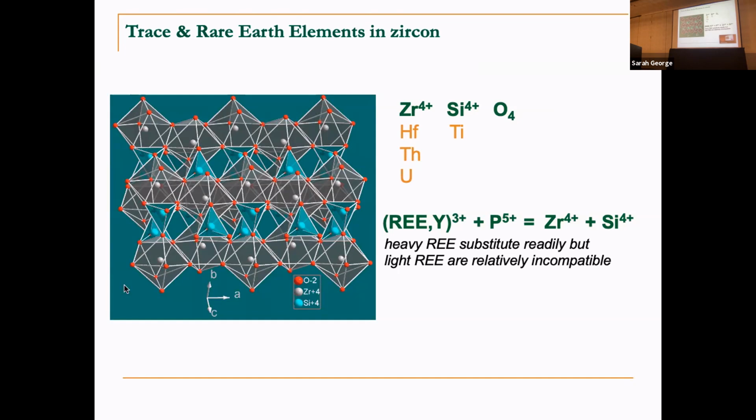Things like titanium can squeeze their way into the site. They don't always fit, depending on the ionic radius, which, as it turns out, can be a temperature controlled process. So titanium will sometimes substitute into the site, and the amount of substitution we get is temperature controlled. So we actually have a thermometer in zircon, which is kind of cool.